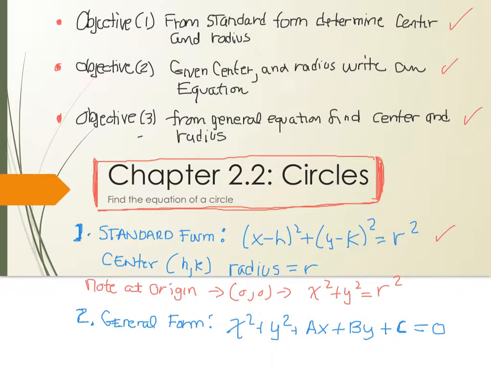The general form for the equation is x squared plus y squared plus ax plus by plus c is equal to 0. When you see an equation of this form, it'll either be a circle or an ellipse or possibly a hyperbola. We won't get to the last two types of conic sections.